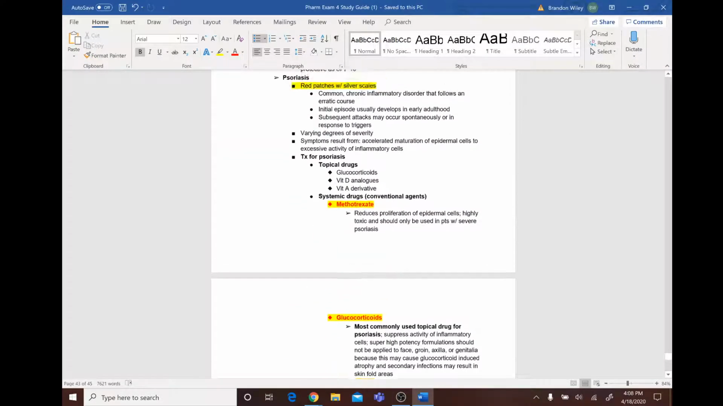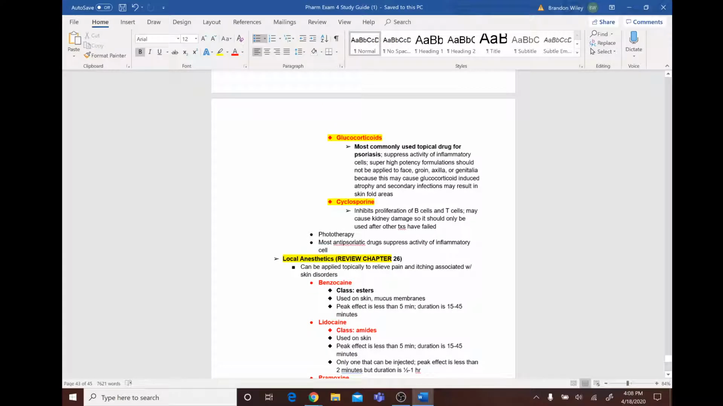Why do we use cyclosporine for psoriasis? Inhibits proliferation of B and T cells, but may cause kidney damage, so it can only be used after other treatments have failed.